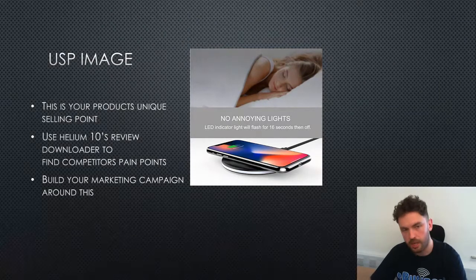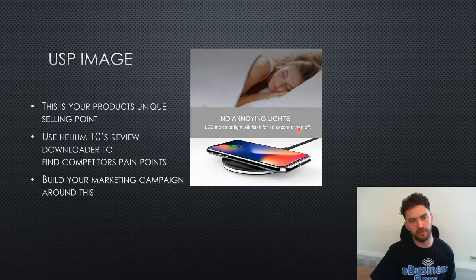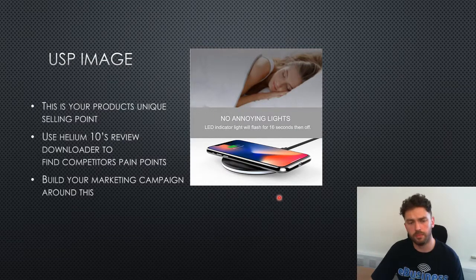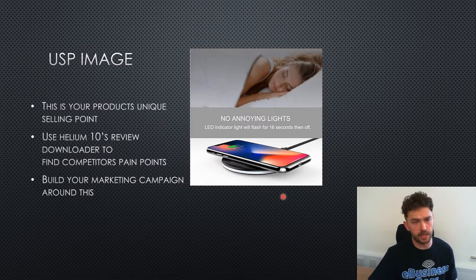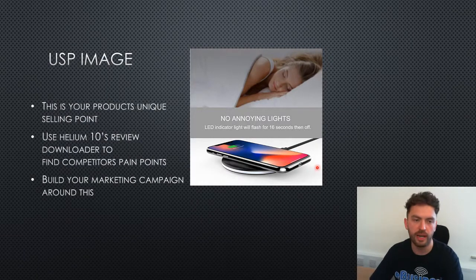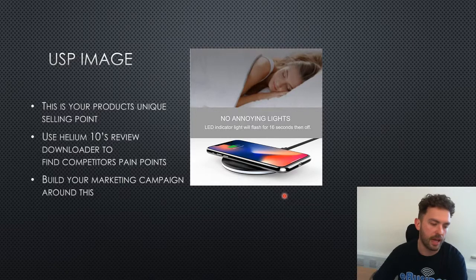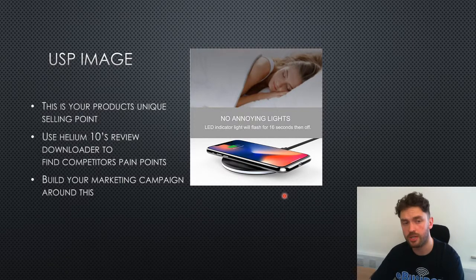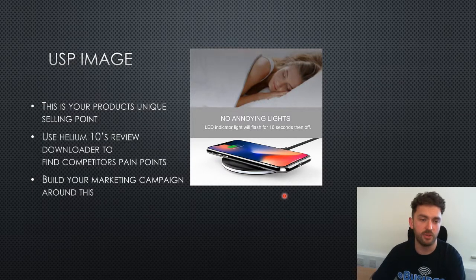So for example, this image here is a phone charger that sells really well over in the US. They've written "no annoying lights. LED indicator light will flash for 16 seconds, then off." What I can guess they've done here is they've seen that other products have reoccurring negative reviews that mention annoying lights. I can imagine that if this phone's on charge in your bedroom and it's flashing at night, that's going to be annoying, and it might even encourage that customer to leave a poor review on Amazon.